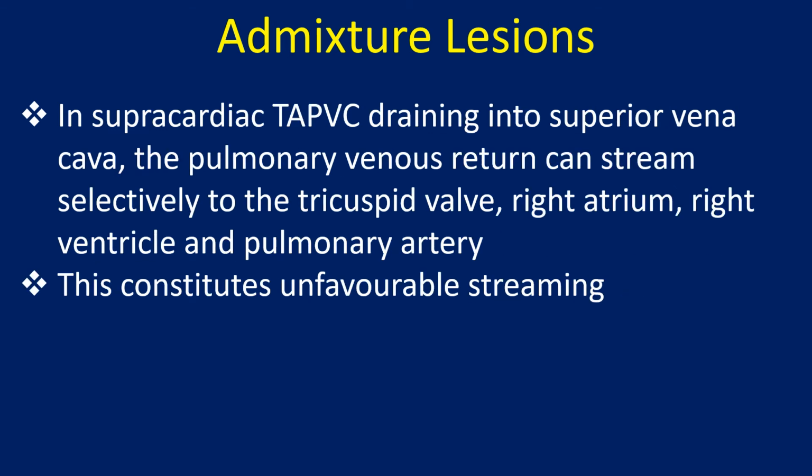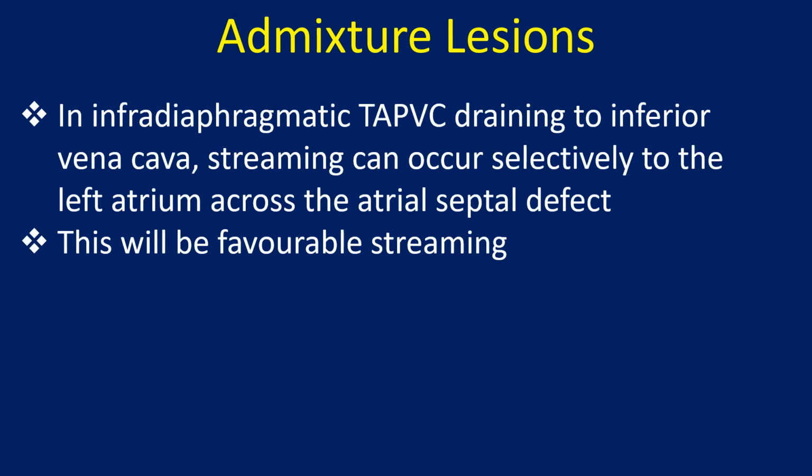In supracardiac TAPVC draining into the superior vena cava, the pulmonary venous return can stream selectively to the tricuspid valve, right atrium, right ventricle and pulmonary artery. This constitutes unfavorable streaming. In infradiaphragmatic TAPVC draining into the inferior vena cava, streaming can occur selectively to the left atrium across the atrial septal defect. This will be favorable streaming.